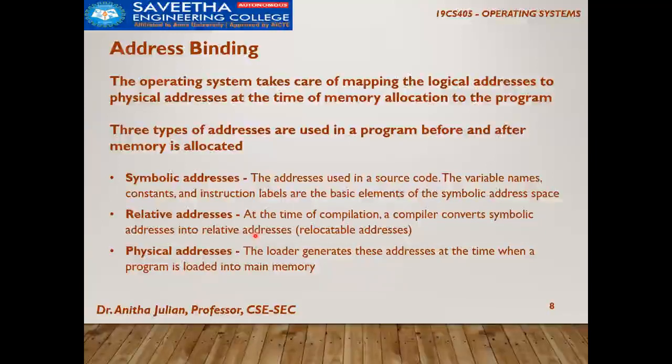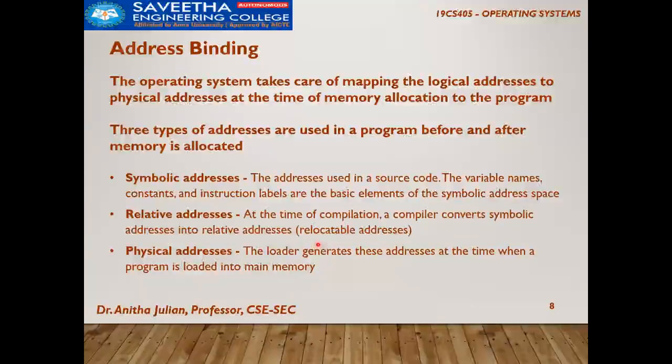Supposing you are writing a C program, you are giving some variable names. Let's say the area of a circle. So you will have radius R and area variable A and so on. So these are the symbolic addresses. And then relative address means you are compiling the program. You want to execute and see the program, so you will be compiling the program. So the compiler will convert the symbolic addresses into relative addresses.